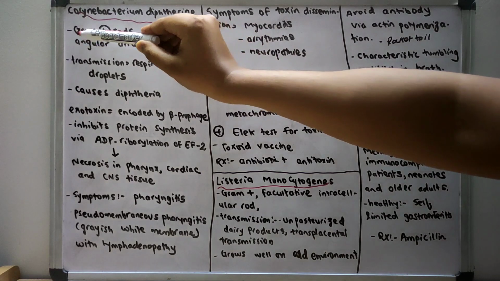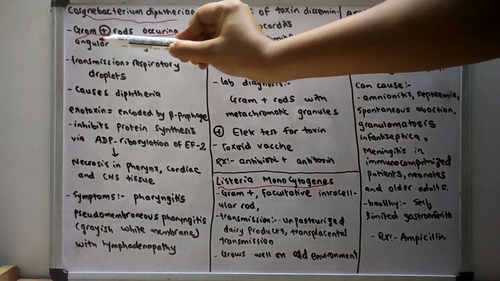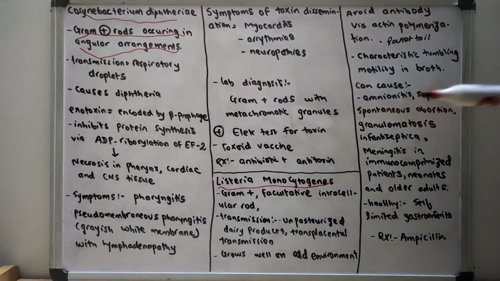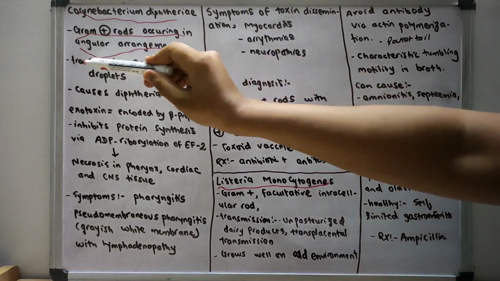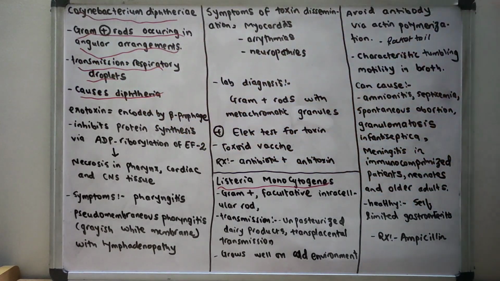The Corynebacterium diphtheriae is the gram-positive rods that occur in angular arrangements. So if you see any gram-positive rods after the gram stain that happen to occur in the angular arrangement, then that is the Corynebacterium diphtheriae. Now, the Corynebacterium diphtheriae transmits by respiratory droplets and it causes diphtheria.